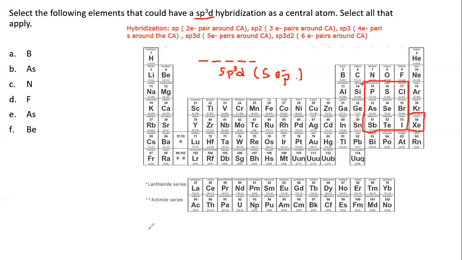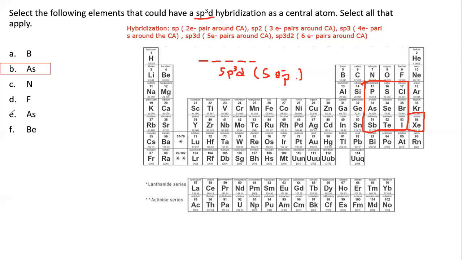And so when we look at the element choices, boron is not row 3 or below. Arsenic is, so arsenic can have sp3d hybridization. Nitrogen is on row 2. Fluorine is on row 2. I put arsenic again, but it should have been, I believe, bromine. Should have been this one.